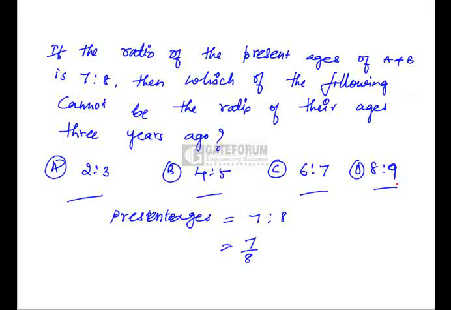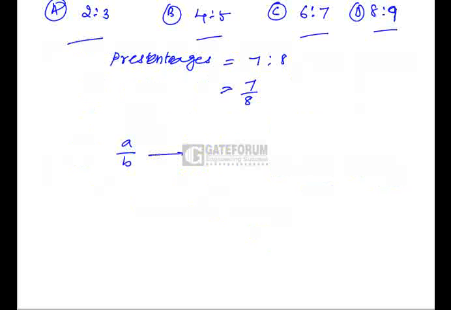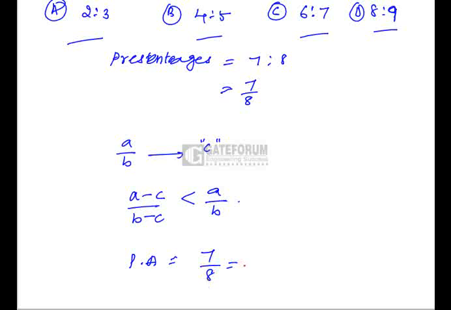First of all, let us see a property in ratio and proportion. If A by B is some ratio, and you subtract any constant C from the numerator and denominator, that is from both values, then the resultant ratio, A minus C by B minus C, will always be less than A by B. Now let us consider the ratio of percentages, 7 by 8. If you convert it into decimals, it will be 0.875. Now, the values in the options must be less than this 0.875, then it could be the ratio of the ages 3 years ago.